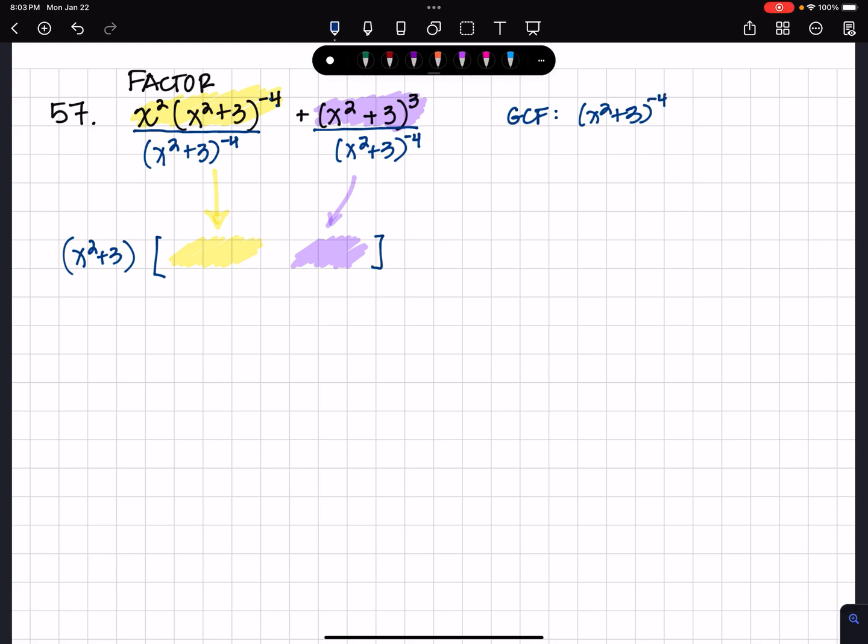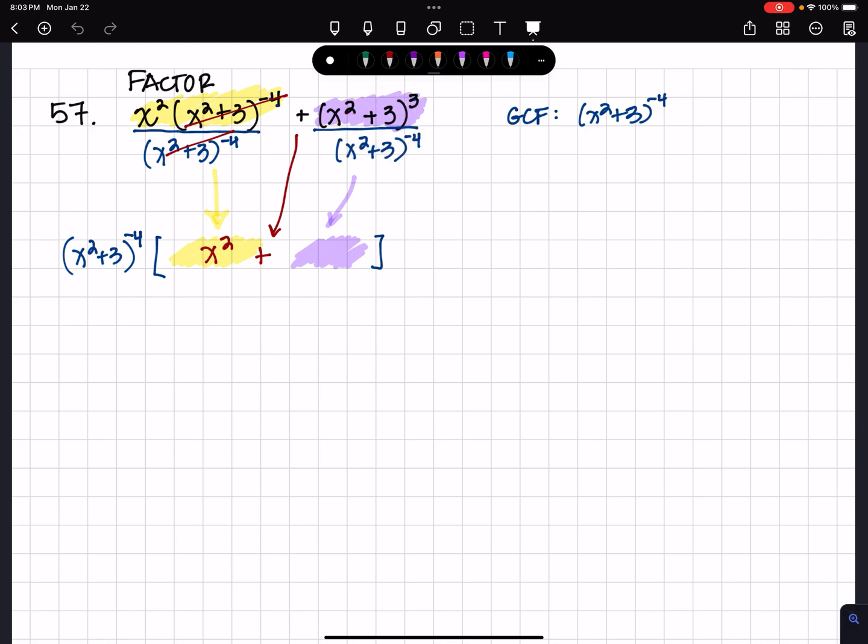Now, what's left over from this first term when I divide out that greatest common factor of x squared plus 3 raised to the -4 power? Here's the x squared plus 3 to the -4 power. Well, these cancel out completely. Boom, boom, and I just have an x squared left. Then I've got the plus sign. And now I have to look over here.